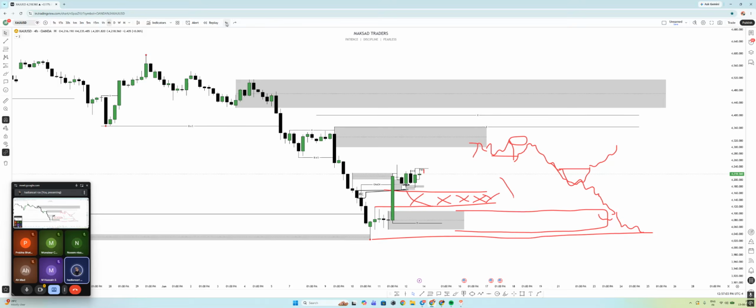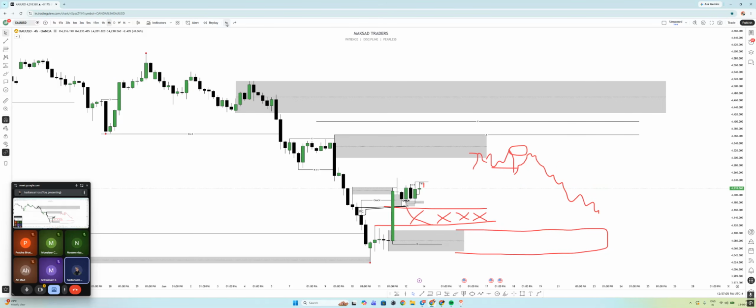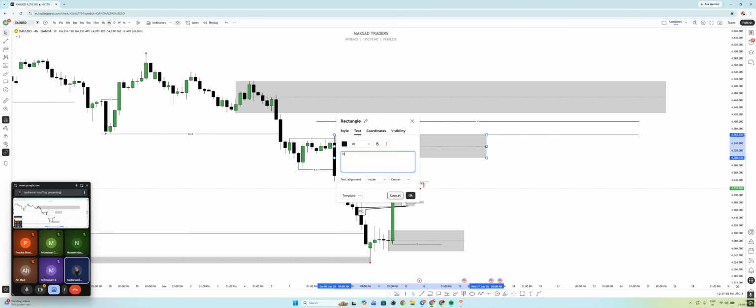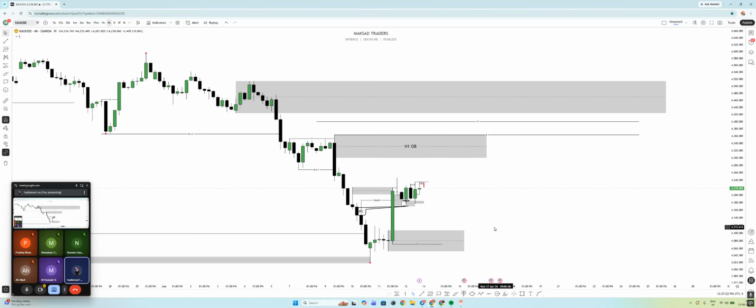And if I see another view, for instance, if the market fails this H1 order block, just a moment.